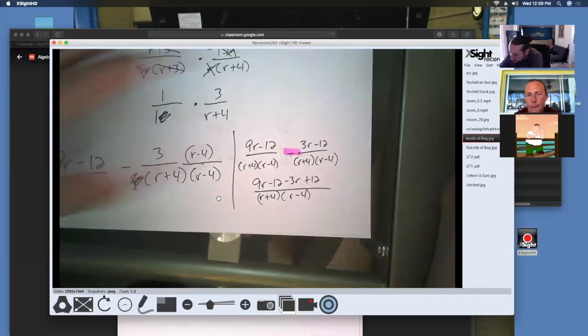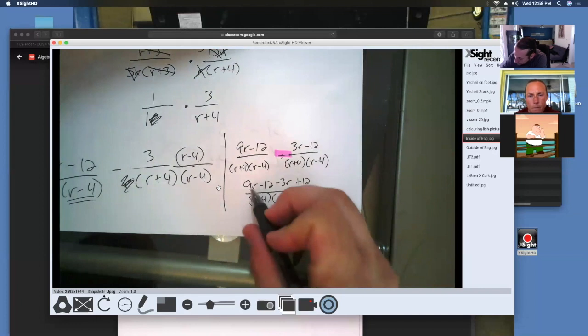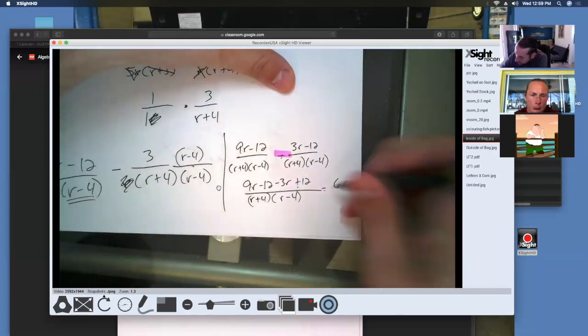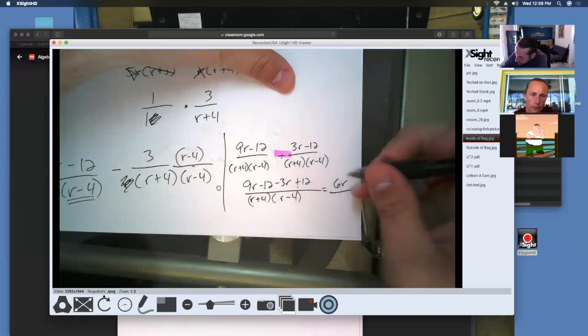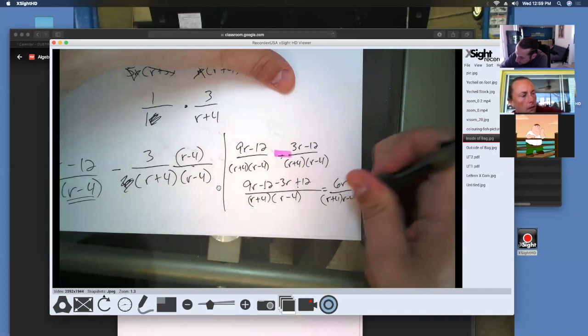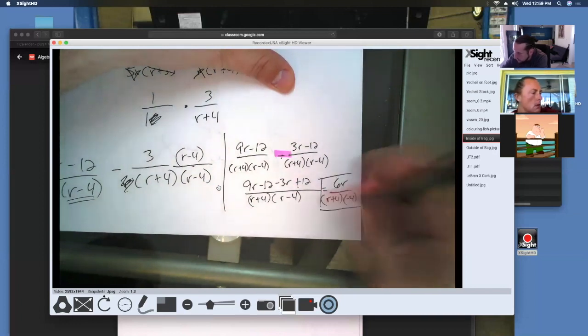When I combine like terms up top, 9r minus 3r leaves me with 6r. The 12s cancel each other out. So I have 6r over r plus 4, r minus 4. And that should be your answer.